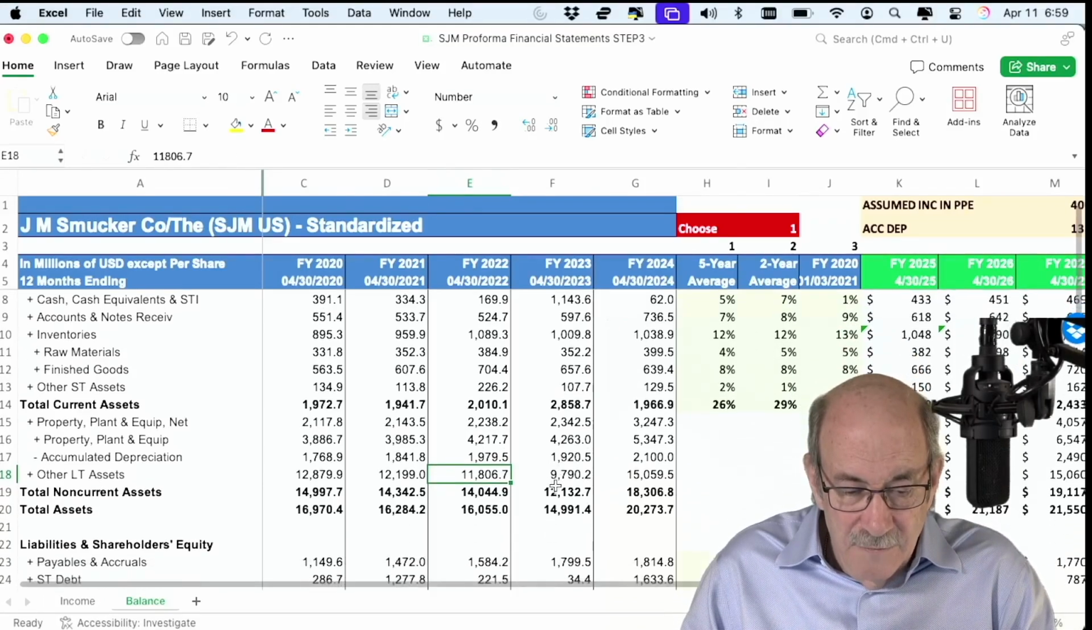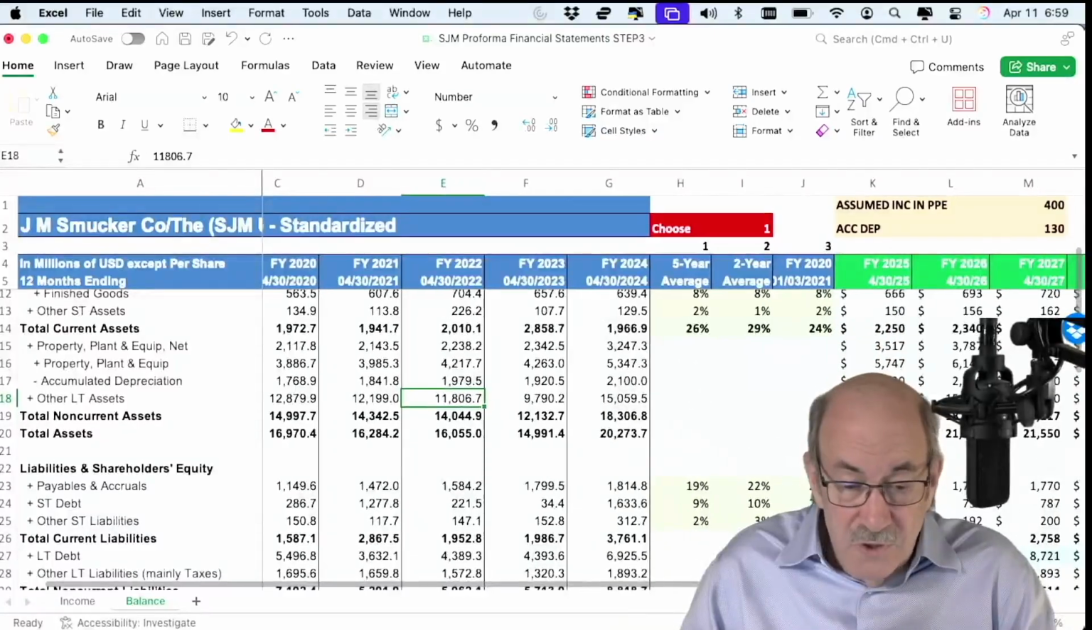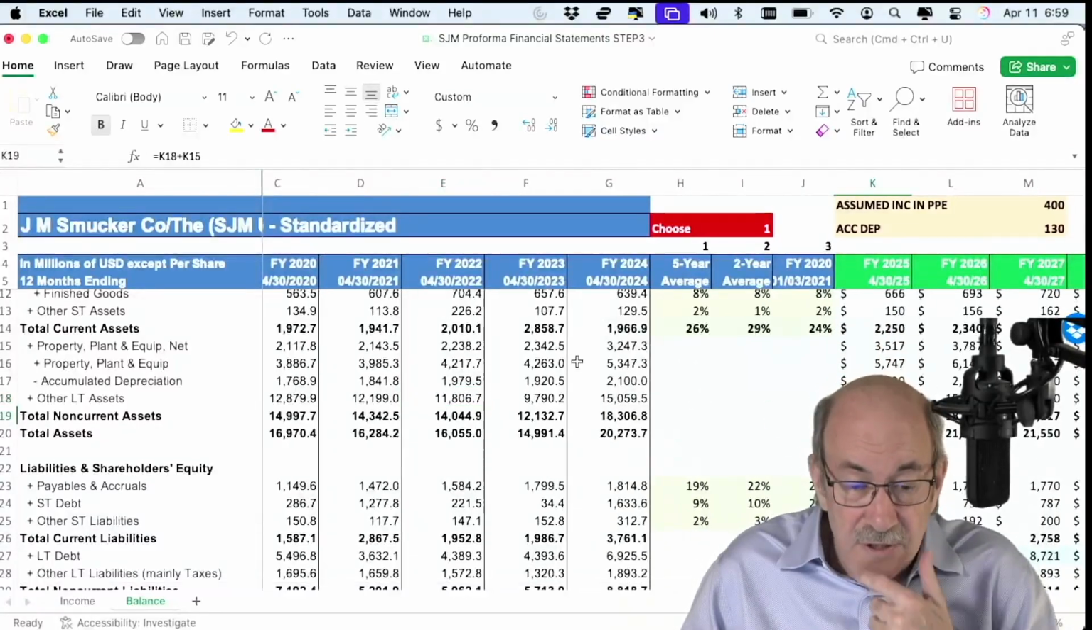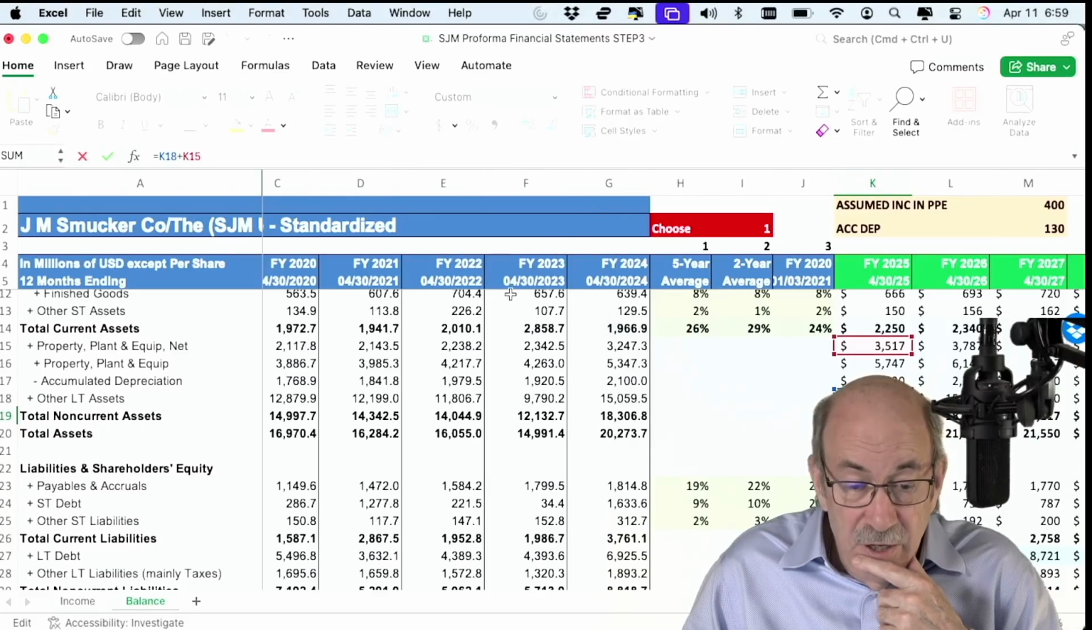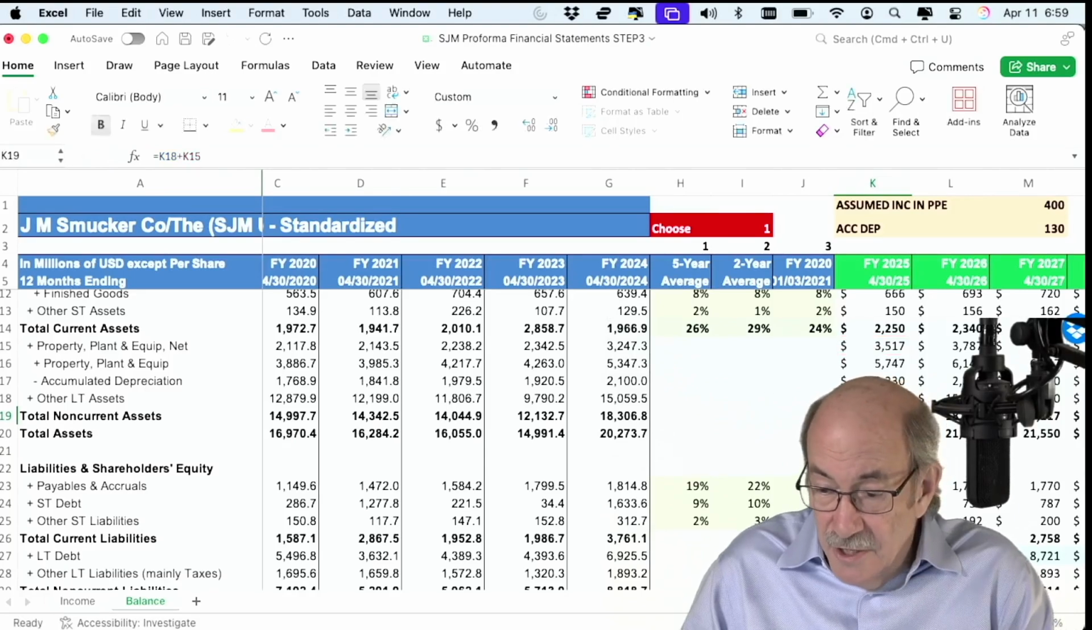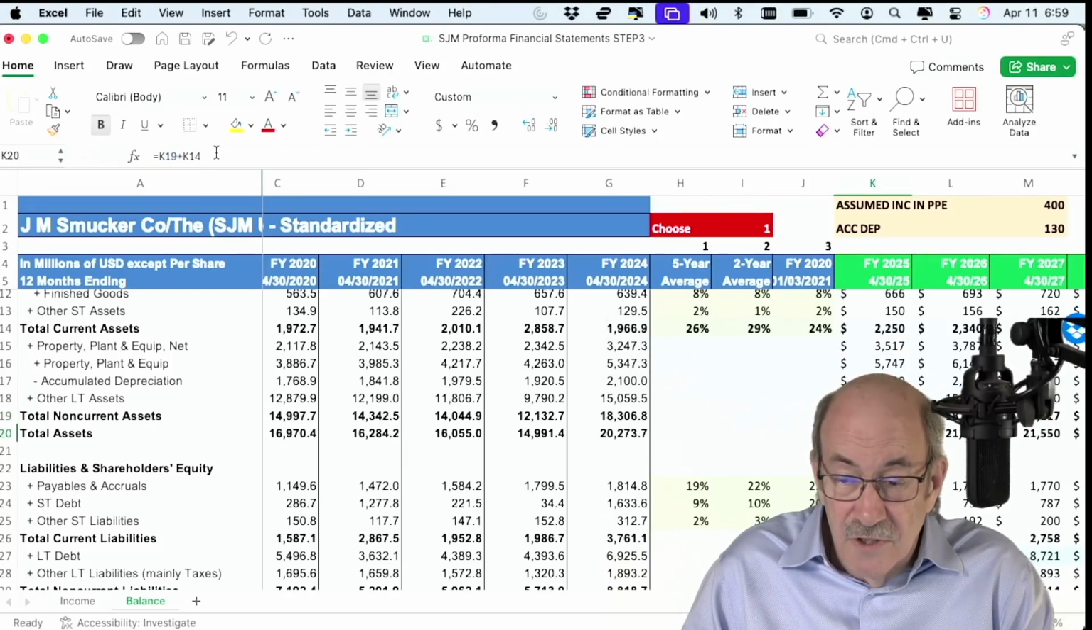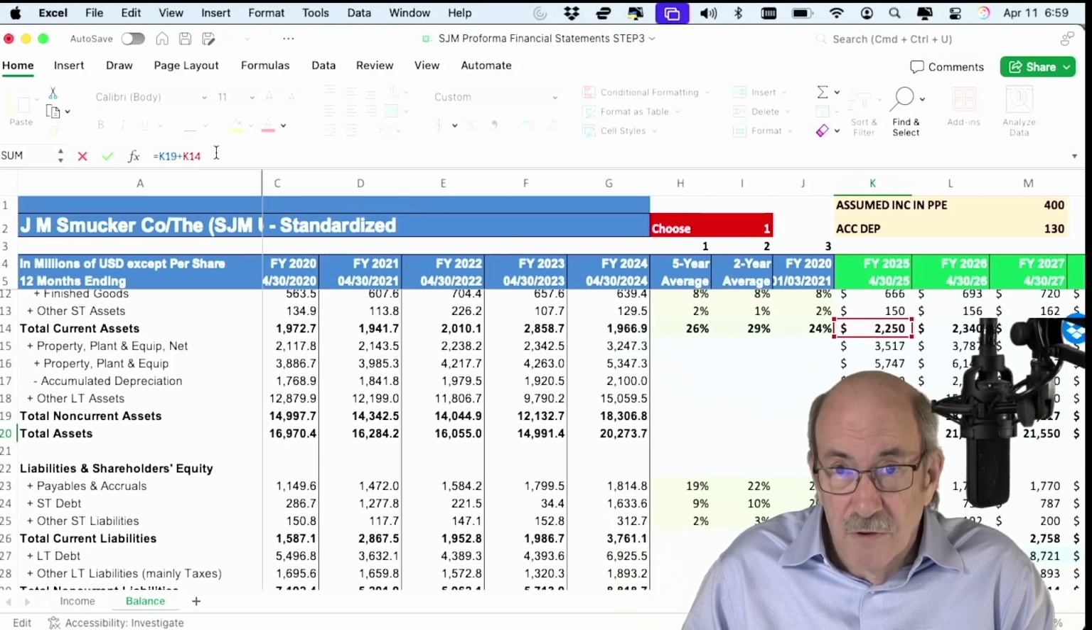And that's it. Total non-current assets, again, just a sum of the net PPE and other long-term assets. And then total assets is the total current plus total non-current.